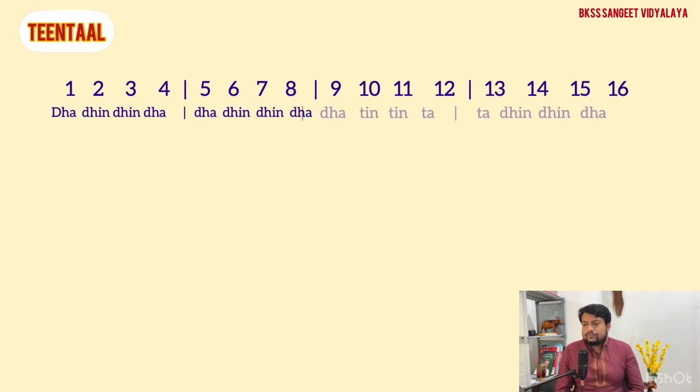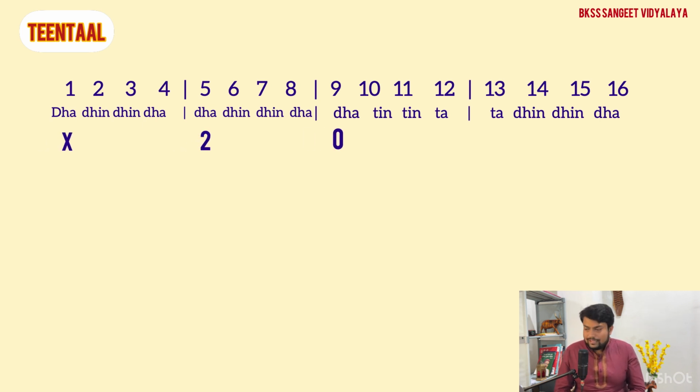Now, 16 beats we have to write this: 1 2 3 4 5 6 7 8 9 10 11 12 13 14 15 16. Then in the second line bols come. Dha dhin dhin dha, dha dhin dhin dha, dha tin tin ta, ta dhin dhin dha. Now, always remember in the first line the matra comes, and in the second line the bols of the tal come. Now in the third line you are looking at the screen, tal signs will come.